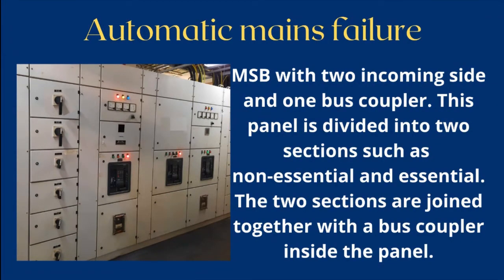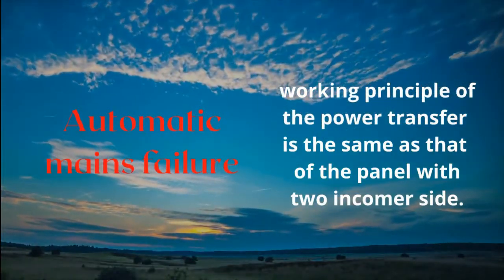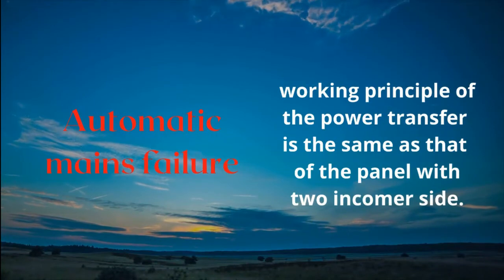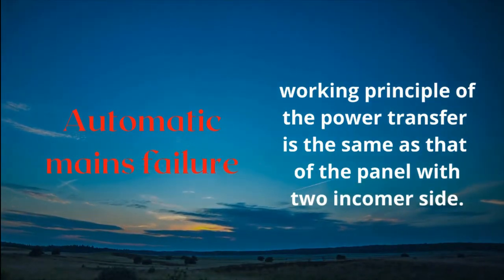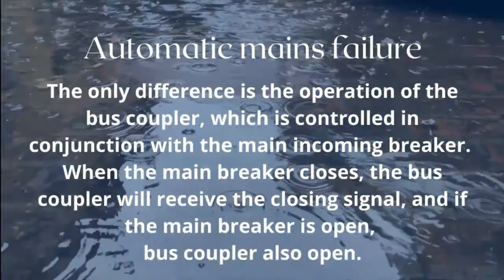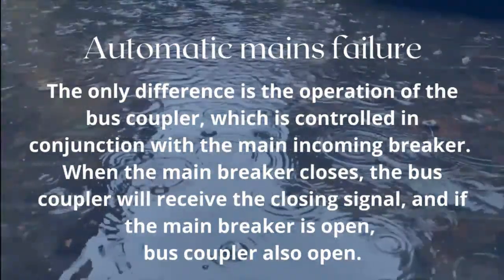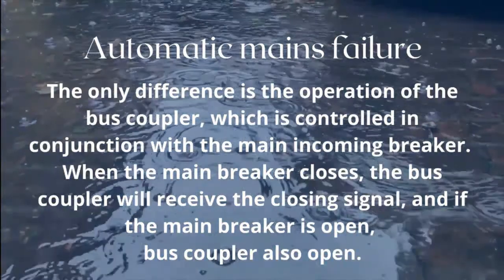The essential side supplies power to the areas where continuous power is required and the other section supplies power to the non-essential areas. The 2 sections are joined together with a bus coupler inside the panel. The working principle of the power transfer is the same as that of the panel with 2 incomer sides. The only difference is the operation of the bus coupler, which is controlled in conjunction with the main incoming breaker.